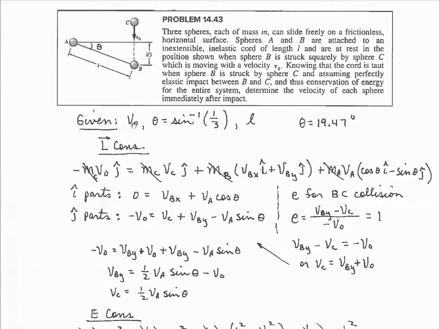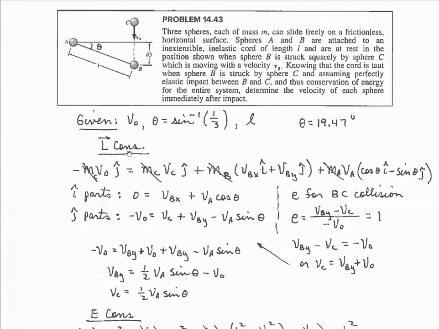So the things that we're given: v naught is a given. Theta is the inverse sine of 1/3. You can see that from the figure right there. L is given to us, and when you calculate that inverse sine of 1/3, you'll get theta equal to 19.47 degrees. That's rounded off. I keep the entire thing in my calculator for calculation purposes.